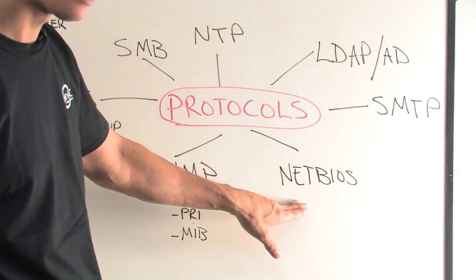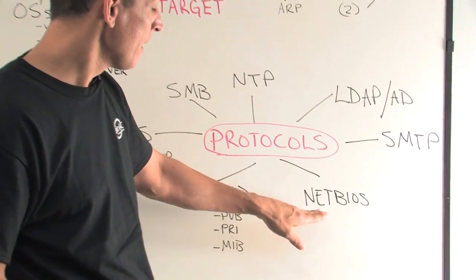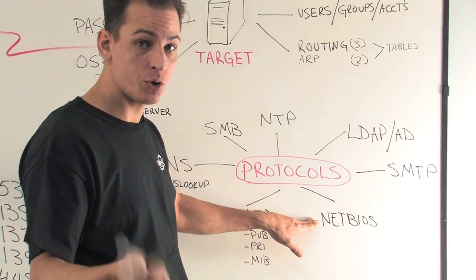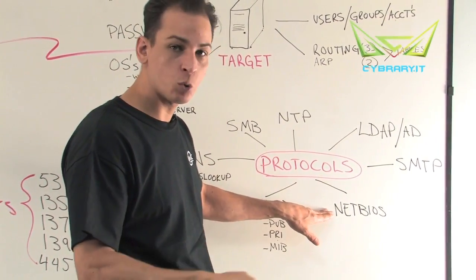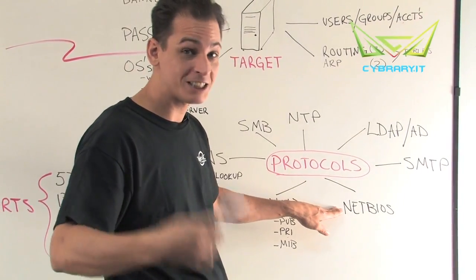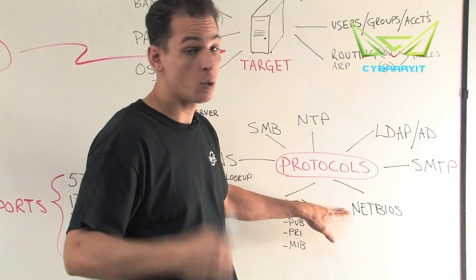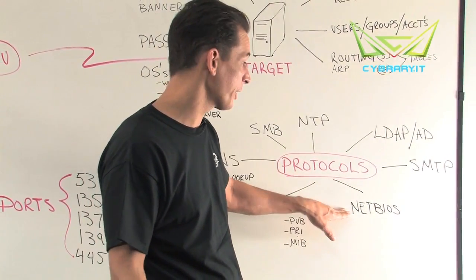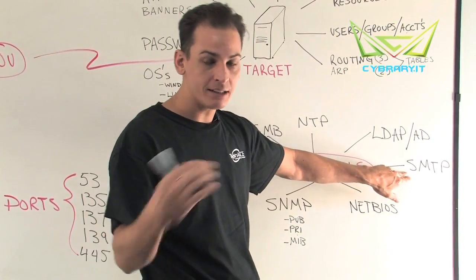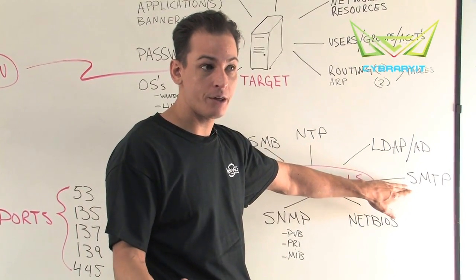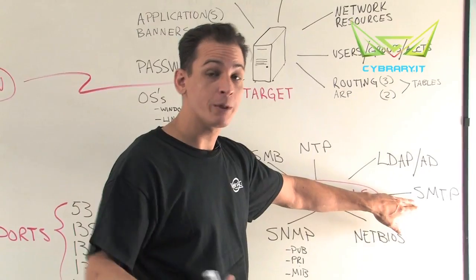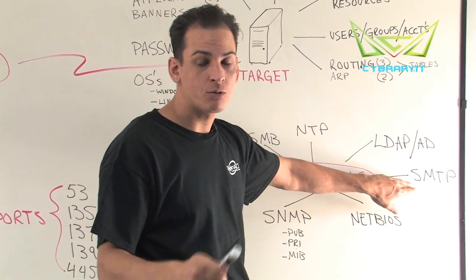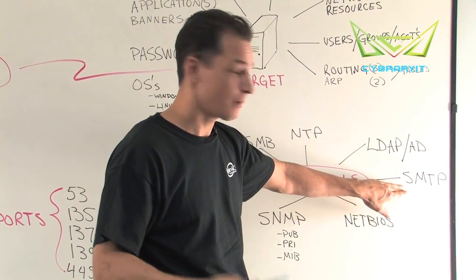So NetBIOS, typically only on a Windows system, and there are a handful of systems that still use this. This is a much older protocol, but if we can connect to it and speak the language of NetBIOS, we can get lots of good information here. Mail. A lot of systems use mail, whether it be email between users or perhaps replicating directory information.